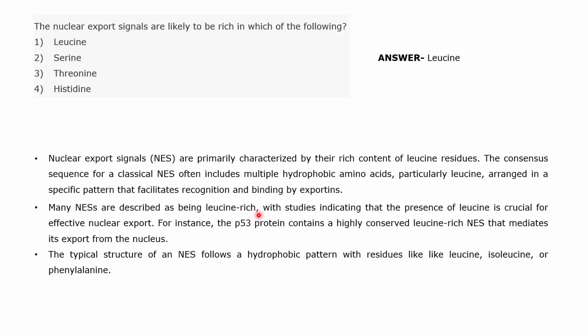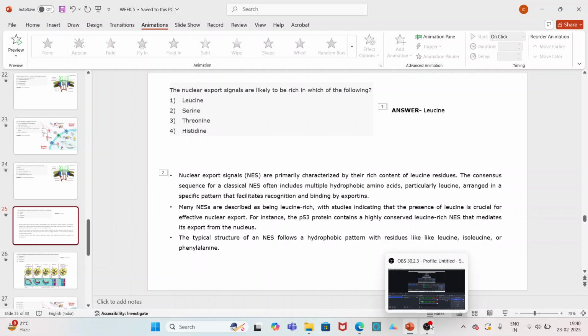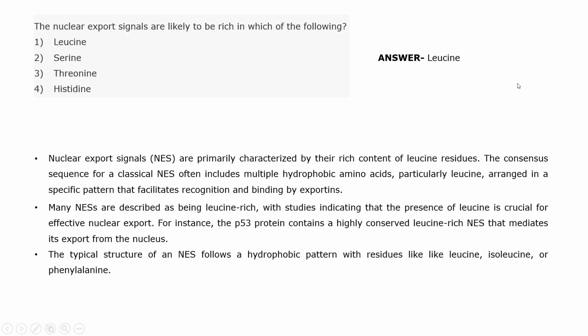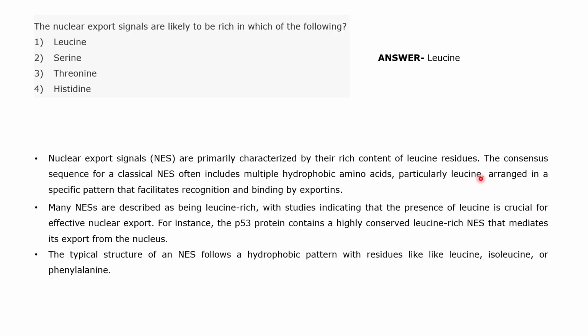One such example is the p53 protein, which contains a highly conserved leucine rich sequence that mediates export from the nucleus, and it consists of hydrophobic residues. We have discussed that before, and other than that, leucine, isoleucine or phenylalanine is also present, which is a part of this nuclear export signal. So I hope this is clear. Does anyone have any doubt regarding this? Okay, so I think this is clear, so I will just move on to the next question.